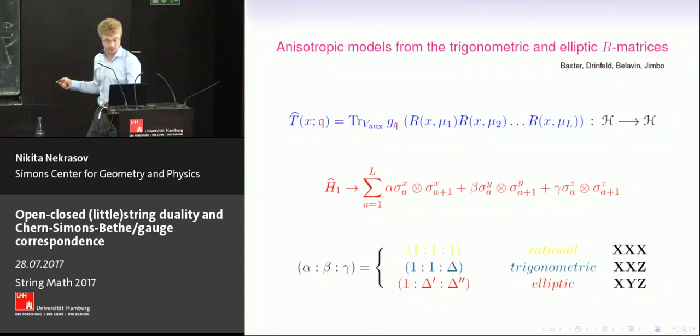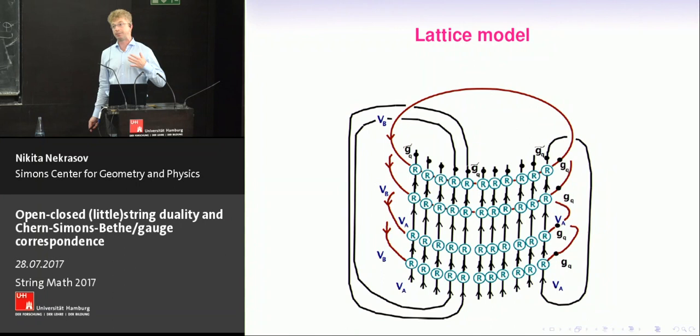Now, in addition to the quantum Hamiltonian system, where you study the time evolution, you can also do the lattice model, where you put your spins on a lattice and sum over all values of the spins and do statistical mechanics. In the simplest case, it was hard for me to draw this all.